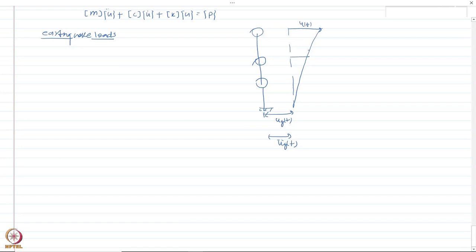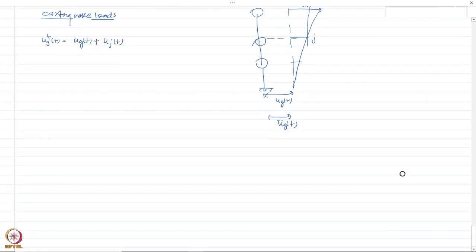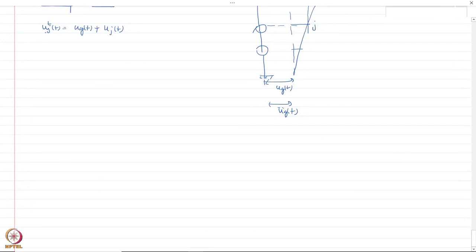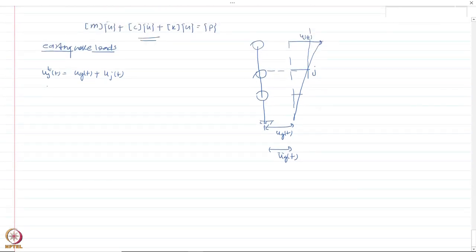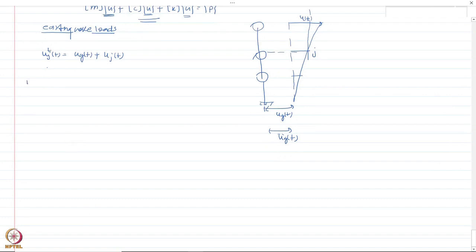Okay. Now, at any degree of freedom, let us say this is the jth degree of freedom, the total displacement at the jth degree of freedom would be the ground displacement plus the relative displacement of the jth degree of freedom. Now, if we write that, we can also write down our velocity by differentiating it once and the acceleration by differentiating it twice, and then substitute it in this equation of motion. Keeping in mind, this acceleration is actually the total acceleration, and this velocity and displacement are actually relative velocity and relative displacement.